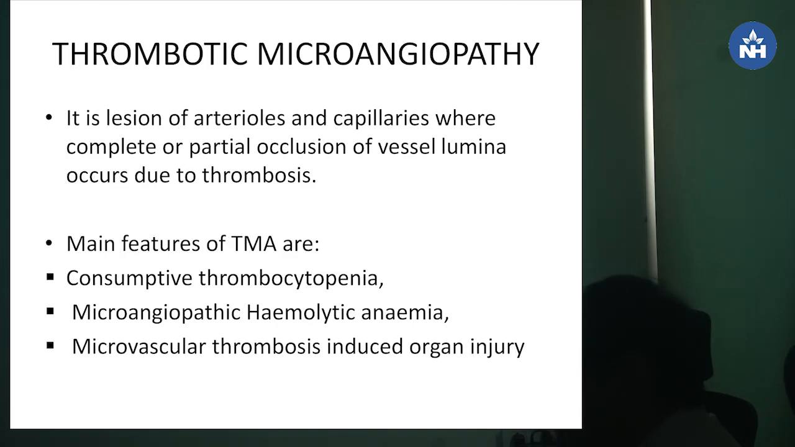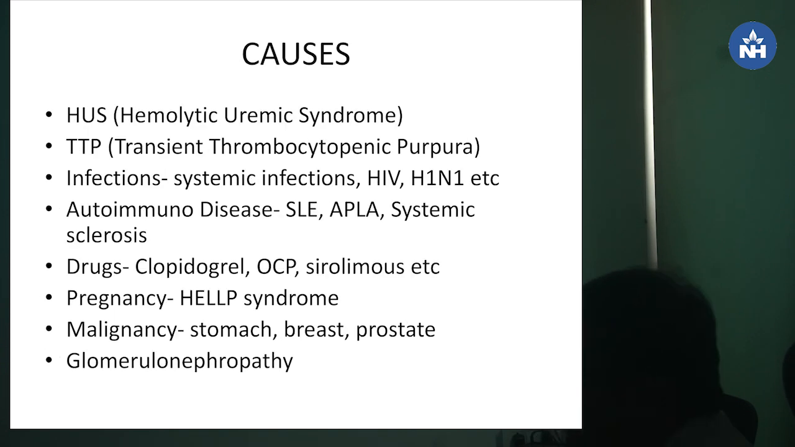Now, after that we come to thrombotic microangiopathy, another thrombotic disorder in the ICU. It is a lesion of arterioles or capillaries where complete or partial occlusion of the vessel lumina occurs due to thrombosis. The main features of TMA are consumptive thrombocytopenia, microangiopathic hemolytic anemia, and microvascular thrombosis induced organ injury. So, what are the causes?